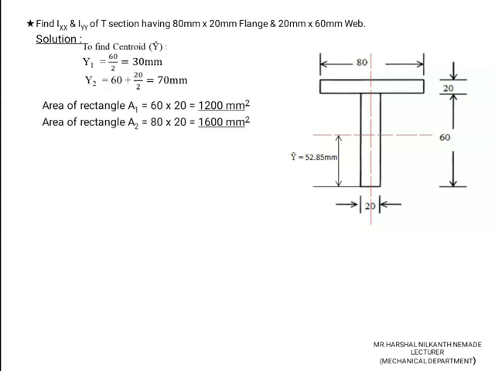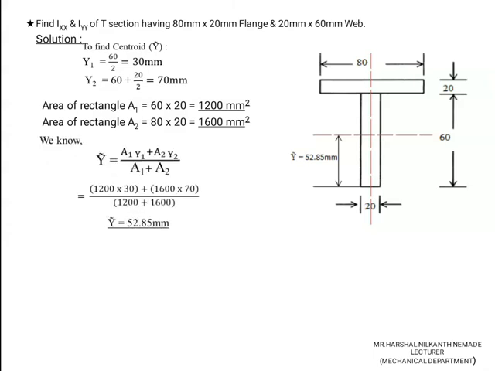After finding y1 and y2, we will calculate area of rectangle A1 and area of rectangle A2, means section 1 and section 2 area we will calculate. Area of rectangle A1 is equal to web 60 multiplied by 20 is equal to 1200 mm square. Area of rectangle A2 is equal to flange 80 into 20 is equal to 1600 mm square.